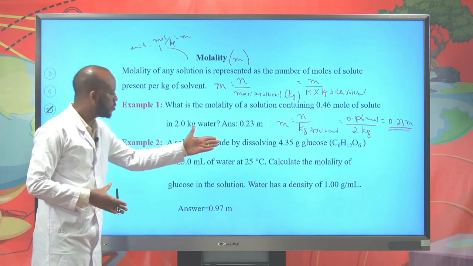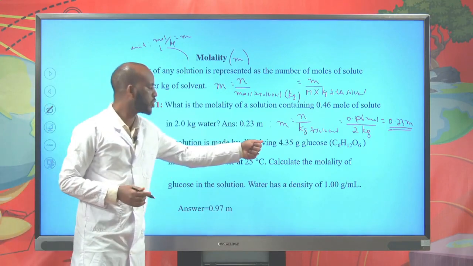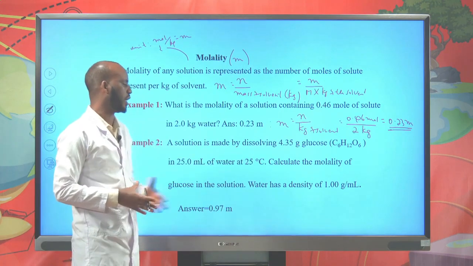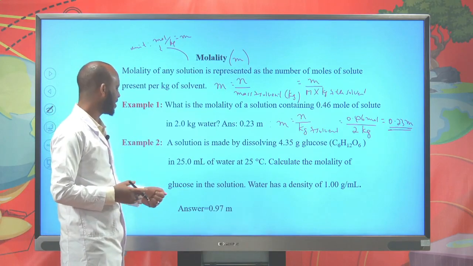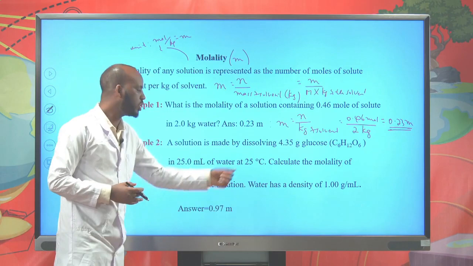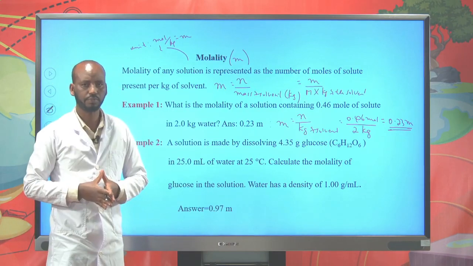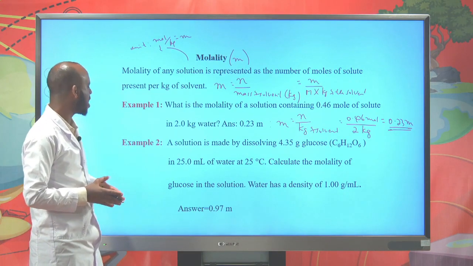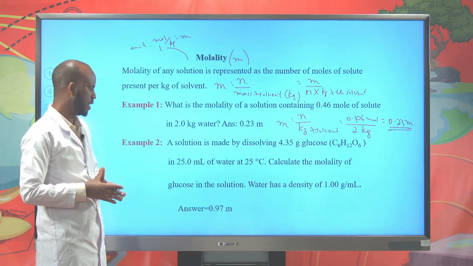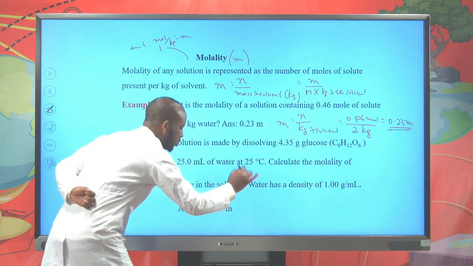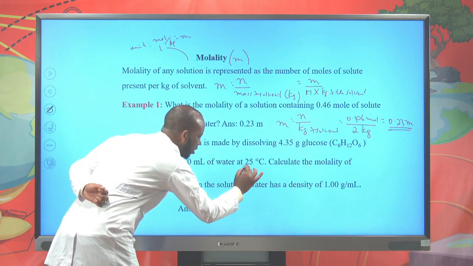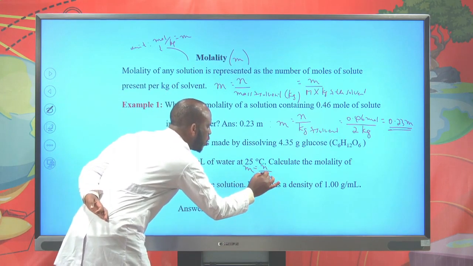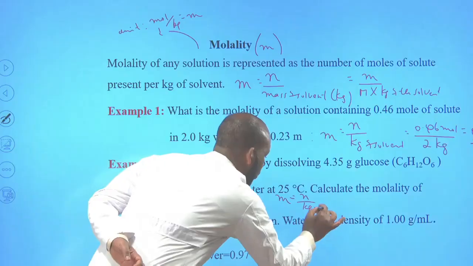Example 2. A solution is made by dissolving 4.35 gram of glucose in 25 milliliter of water at 25 degrees centigrade. Calculate the molality of glucose in the solution. Water has a density of 1 gram per milliliter. What to do? You are asked to calculate molality of this solution. Molality of the solution equals number of moles of solutes divided by kilogram of the solvent.